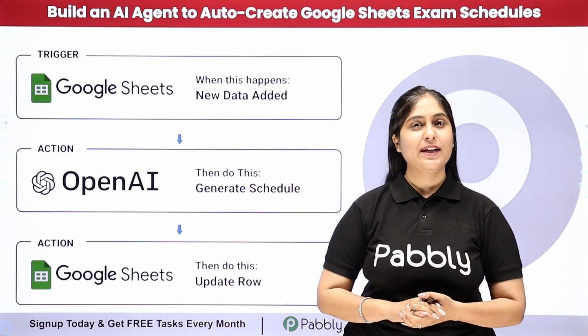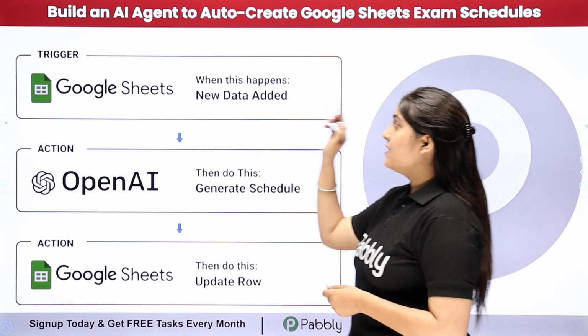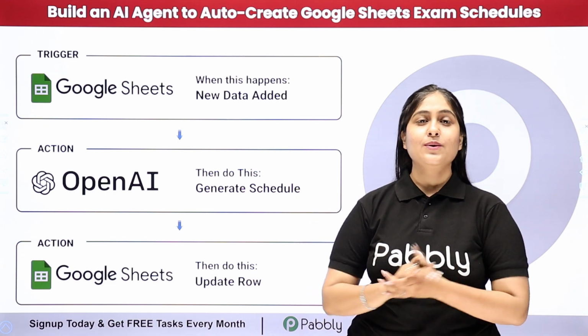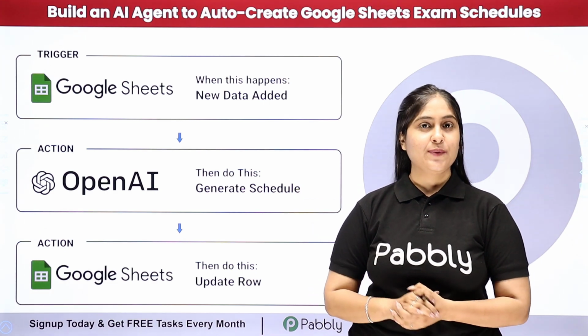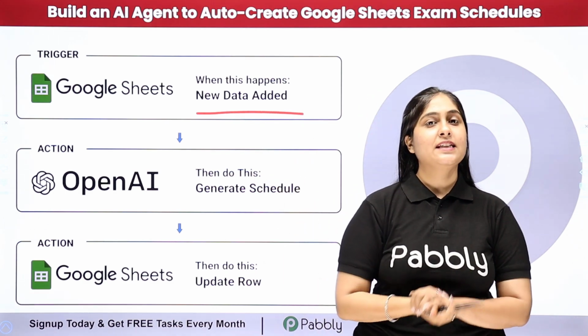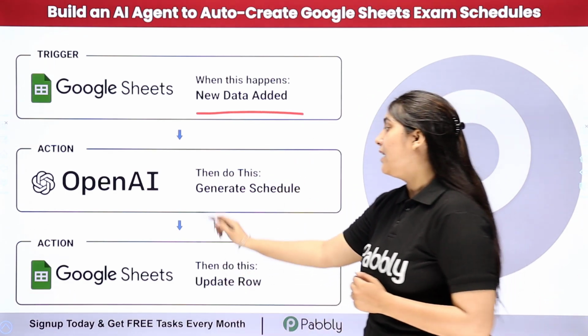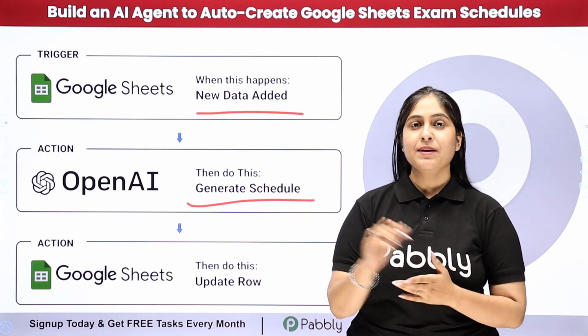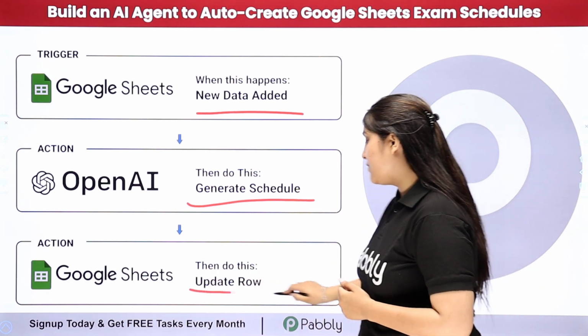In this video, we are going to understand how to build an AI agent to auto-create Google Sheets exam schedules. So as a school administrator, my objective is that whenever I add a new detail in my Google Sheets, OpenAI should automatically generate the exam schedule using the details. And after generating the schedule, it should be updated automatically in my Google Sheets under a specific column.